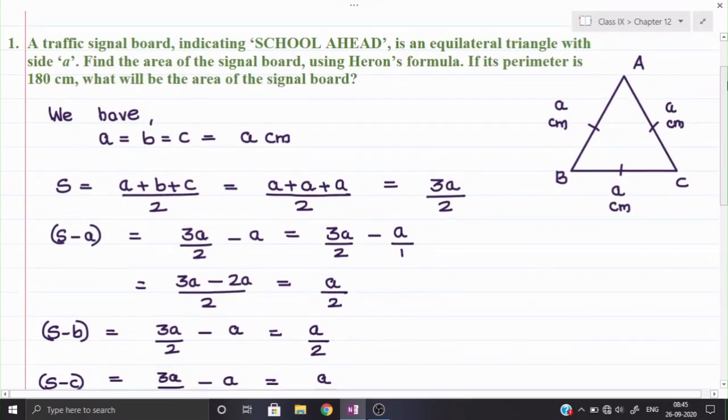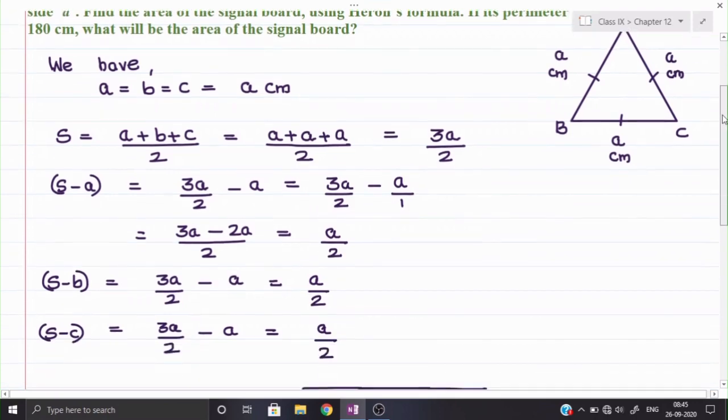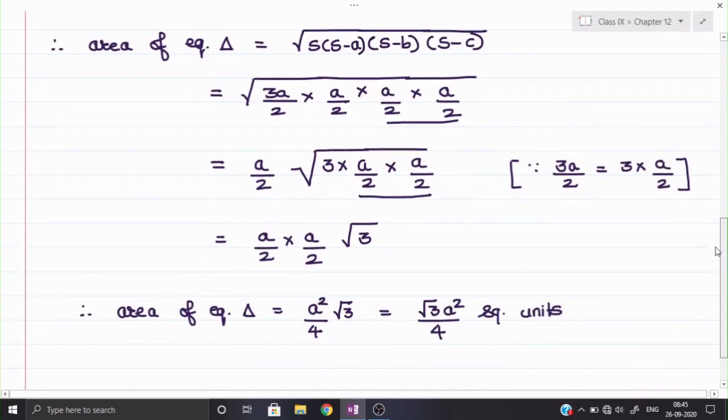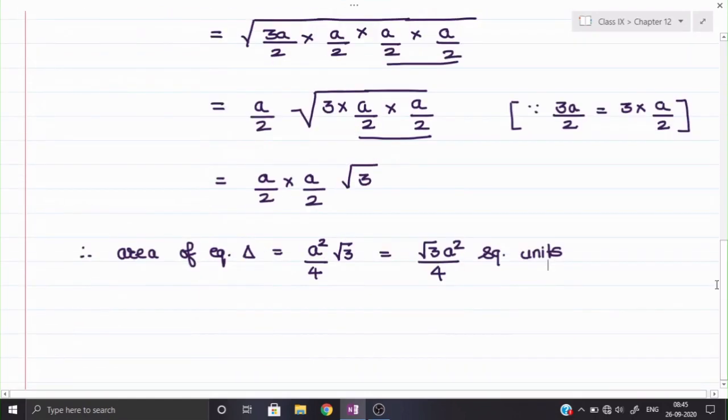that perimeter of the triangle is 180 centimeter. What will be the area of the signal board? Means this signal board, the triangle ABC I have formed. So this is my signal board. Its perimeter is given here as 180 centimeter. We need to find out the area. Now for second part you can use the area of equilateral triangle as the formula we have obtained, or you are knowing it, okay, that can be used. So you don't need to apply the Heron's formula again, okay, only in the first part it is required.